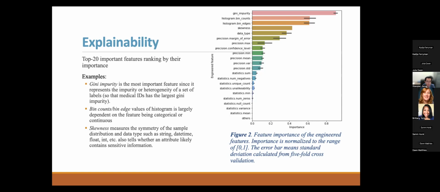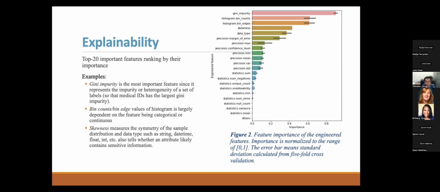And then the bin counts and the bin edges of the histogram are also important. Depending on the feature, being categorical or continuous, right? It tells you where the boundary of these is. And the skewness is also very important.